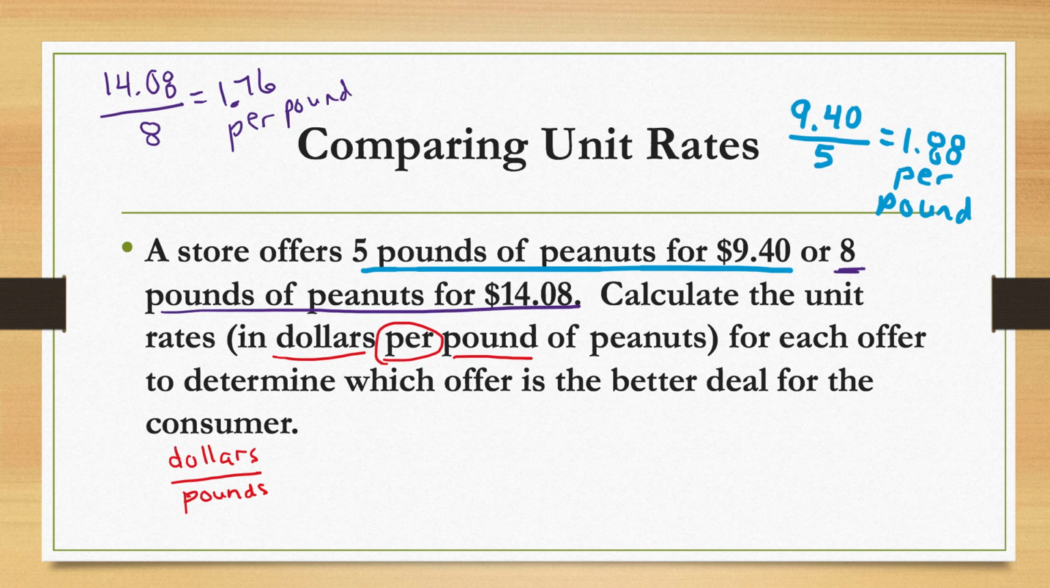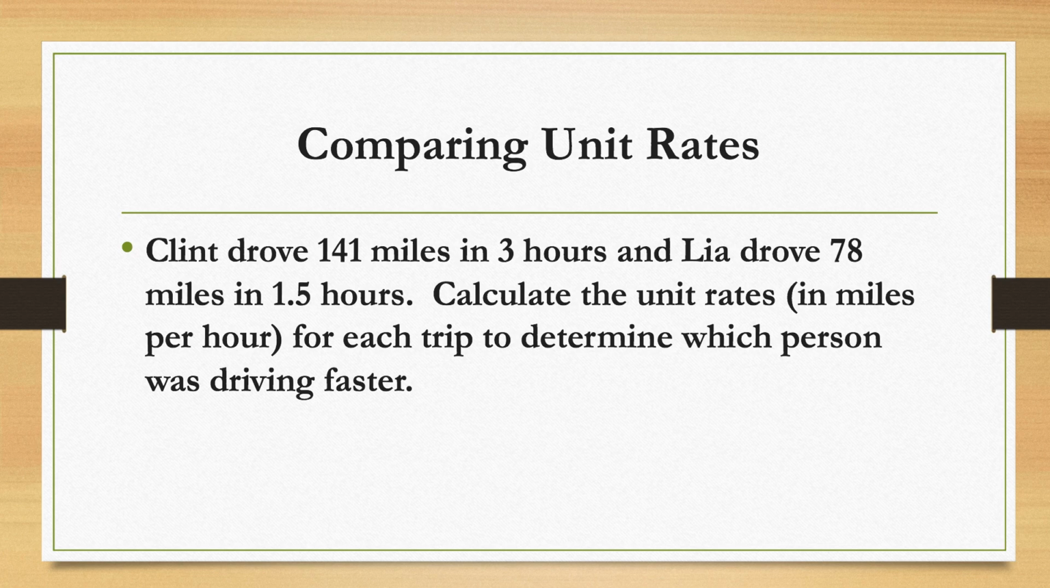All right, and then you want to look at the two and make a comparison. So what is the better deal? Well, when we're shopping and we're buying things, we want to buy the one that is cheapest. So it is cheaper to buy $1.76 a pound than it is to buy $1.88 a pound. All right, and so this is our better deal. All right, let's try one more of these.